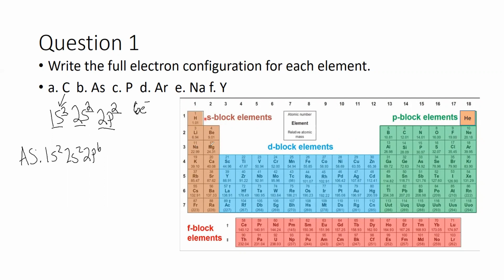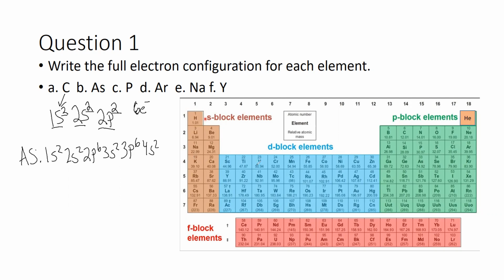3s1 for sodium, 3s2 for magnesium. Not at arsenic, but I'm done with the s block, so I write that down. Move over to the p block. 3p1, 3p2, 3p3, 3p4, 3p5, 3p6. Not at arsenic yet, but I'm done with the p block, 3p6. Move down to the fourth row. 4s1, 4s2.